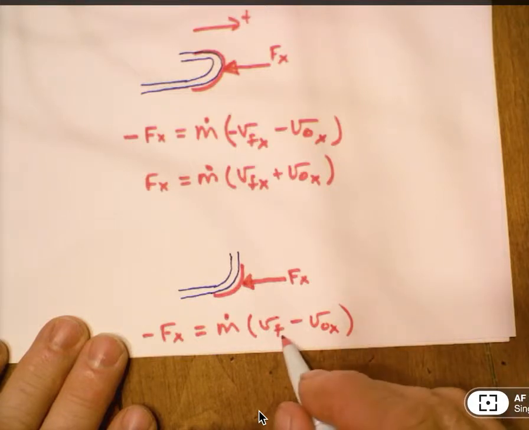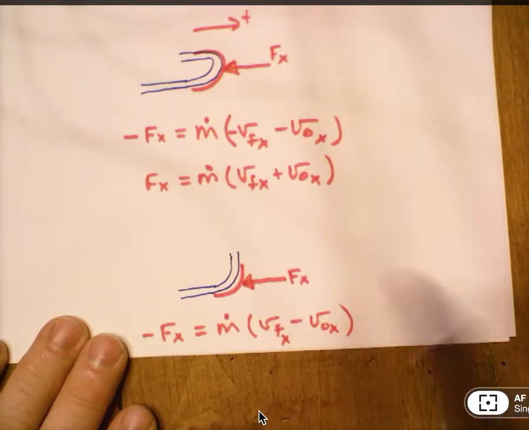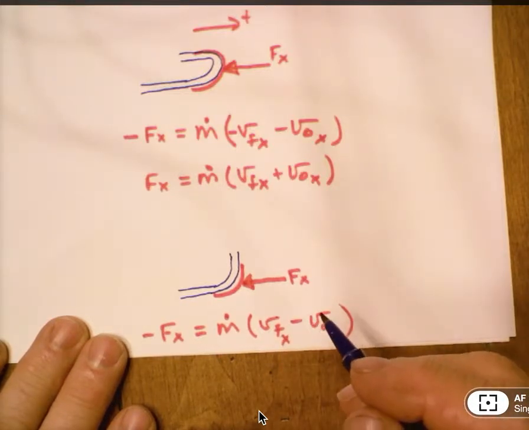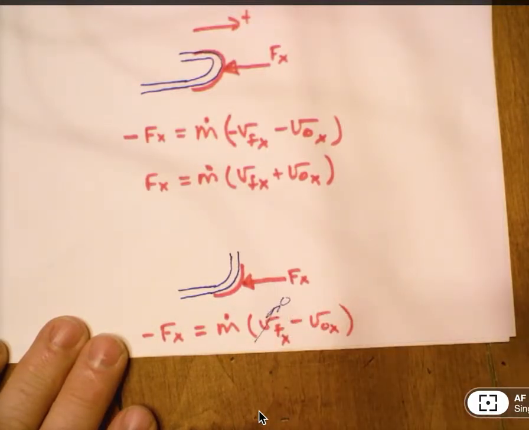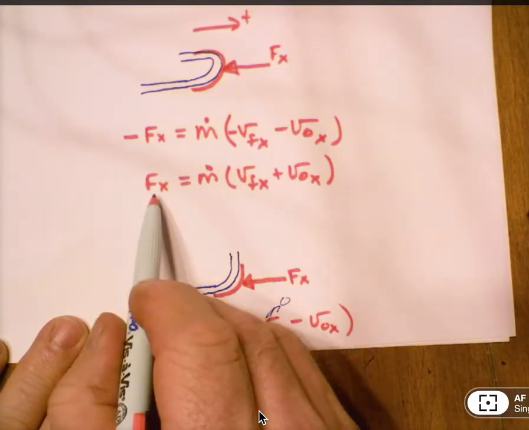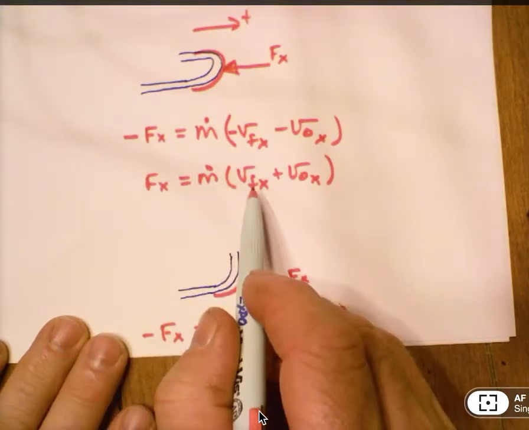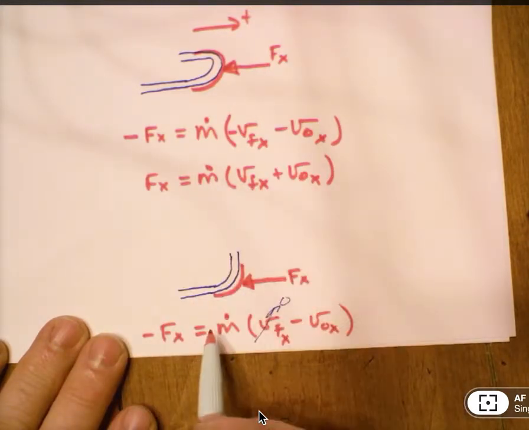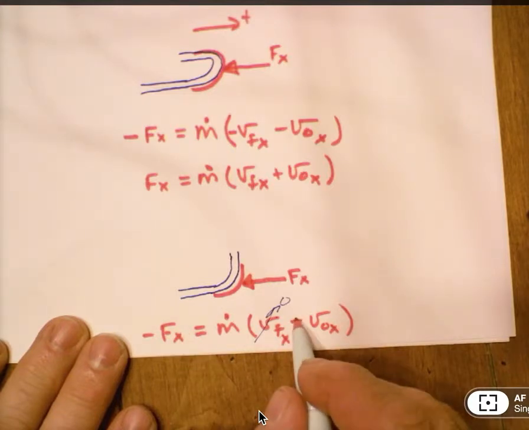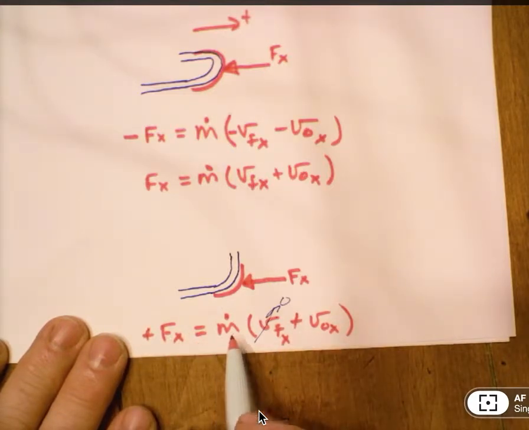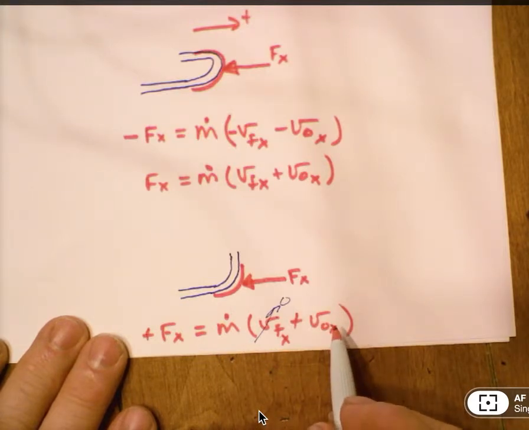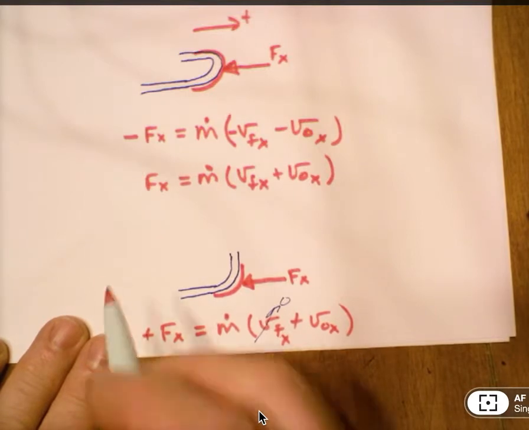And what is the final velocity in the X? It's 0. It's not going in the X. It's going in the Y. So whereas before the force in the X was the sum of the two velocities, here, and again we can change the signs, the force in the X is going to be mass flow rate just times that initial velocity. And hopefully that worked with your intuition.